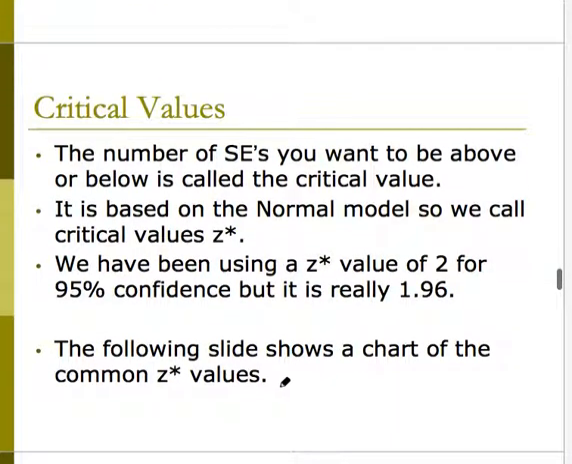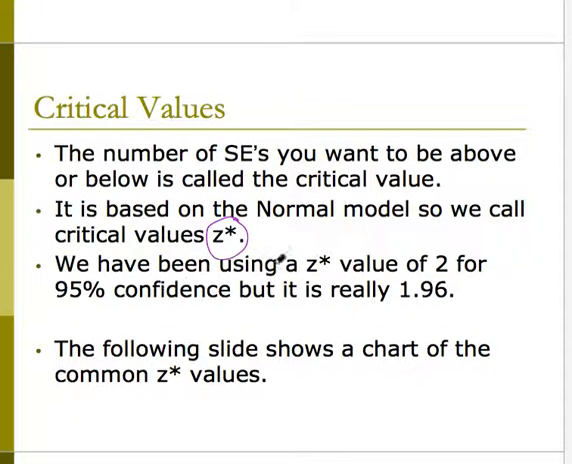All right, so here's the next part of this. We've talked about confidence intervals, we've talked about margin of error, and now we're going to talk about critical values. The number of standard errors or standard deviations that you want to be above or below is what's called the critical value. You're going to notice that what we have been using has been a little bit of a rounding. Z with this little asterisk next to it is our critical value.